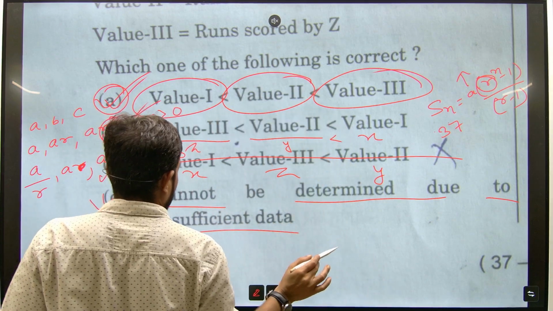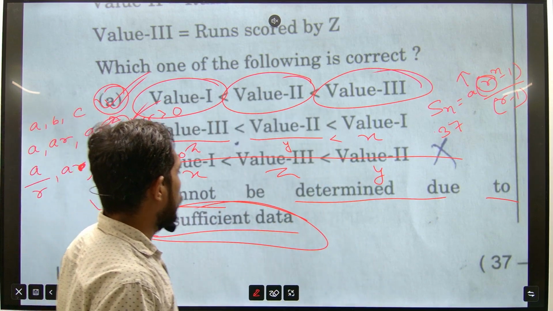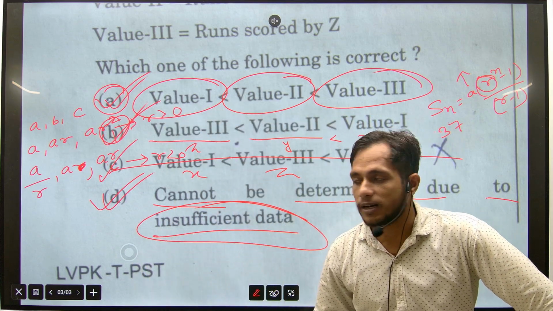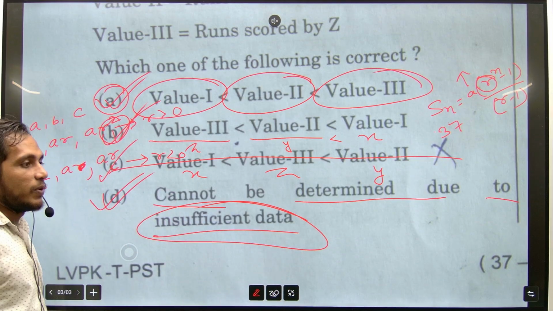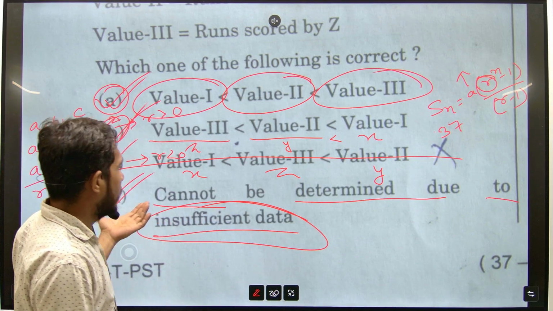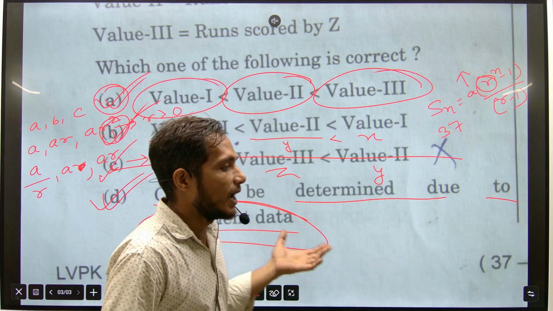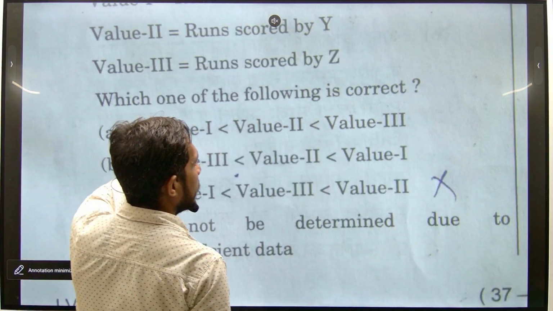So if we have regular calculation practice and regular confidence in that type of chapter, we know that the data is insufficient. So what is the correct answer? D, cannot be determined due to insufficient data. Now, is there any other question left?